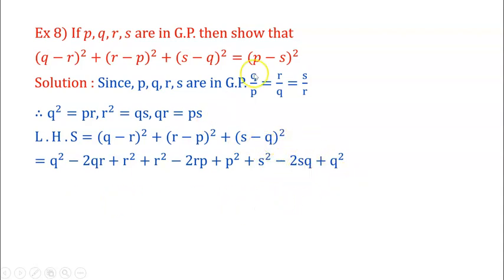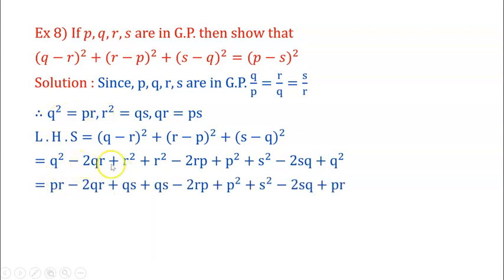Now we want to express this in terms of (P minus S) whole square. Therefore, replace the values of Q square and R square. Therefore, what is the value of Q square? Q square is PR.